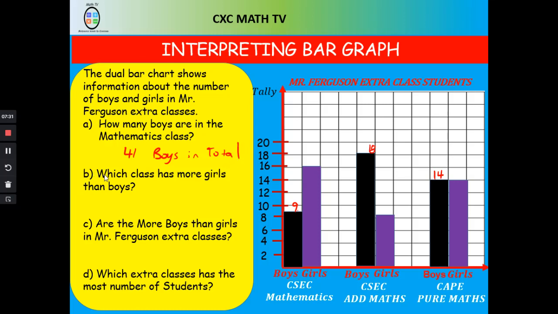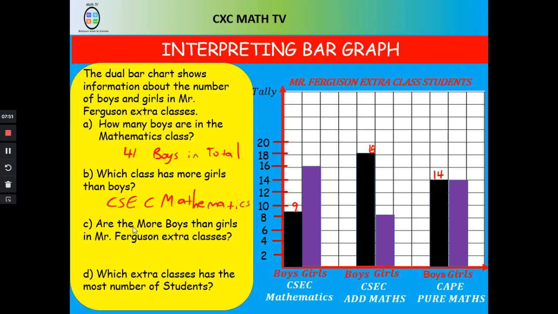Now this one says, which class has more girls than boys? You look at which bar is bigger. So the CSEC mathematics class, that one has more girls than boys, right? Yes.